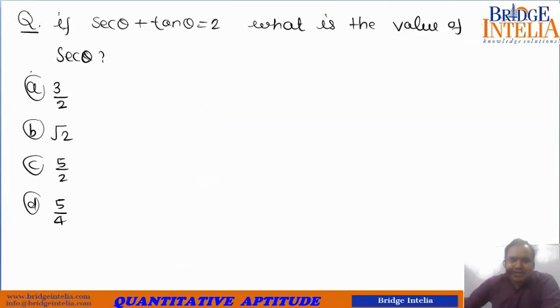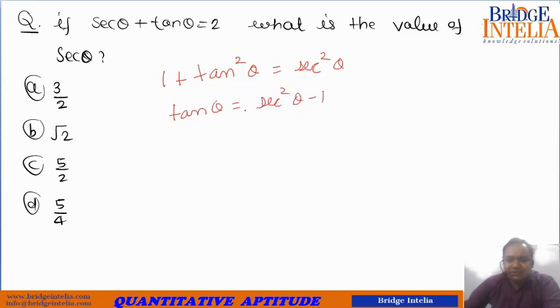So sec theta plus tan theta is equal to 2. Based on this, we have to find the value of sec theta. So let's see how this has to be done. You have to find the value of sec theta. So if you can express tan theta in terms of sec theta, the job is done. So we know there is an identity which tells us that 1 plus tan square theta is equal to sec square theta. So tan theta can be written as the square root of sec square theta minus 1.